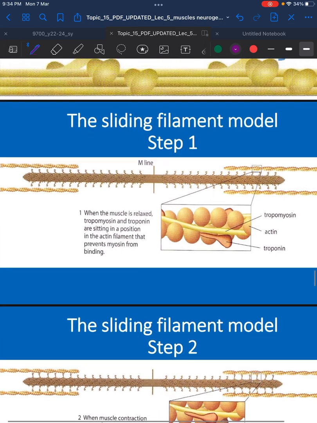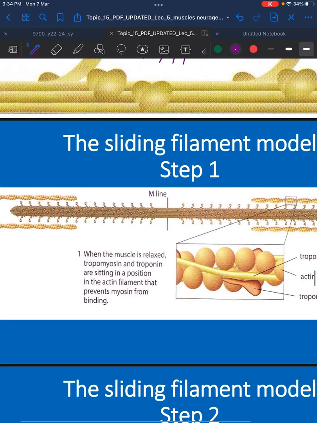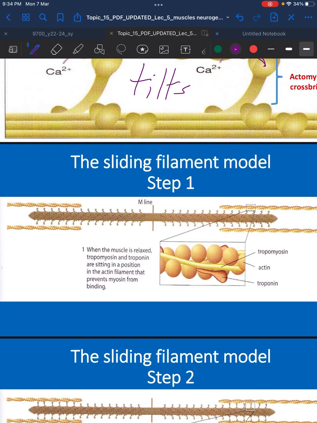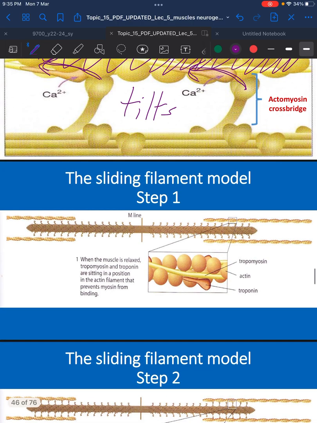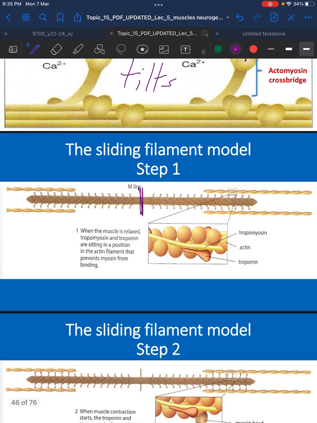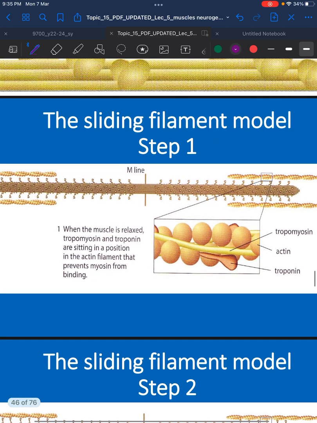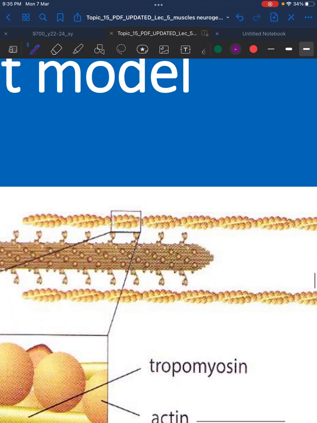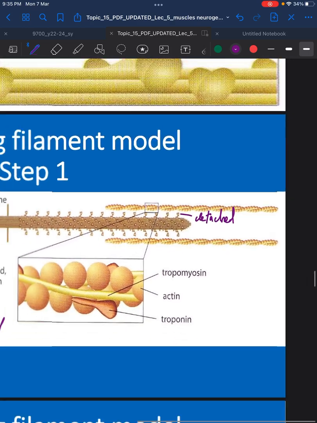Okay, now let's have a look at this one here. This is from another textbook. Okay, now you can see the M line, yeah, the M line. The Z line is not shown here, but you can see the M line right in the middle here. Okay, so when the muscle is relaxed, tropomyosin and troponin are sitting in the position in the actin filament that prevents myosin head, to be specific, from binding. Okay, so at the moment, as you can see here, it is detached. It's not connected yet.